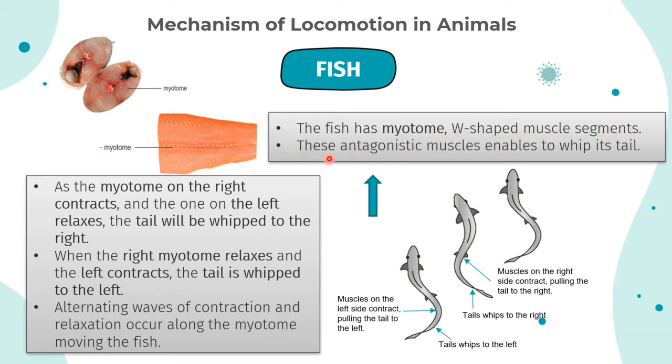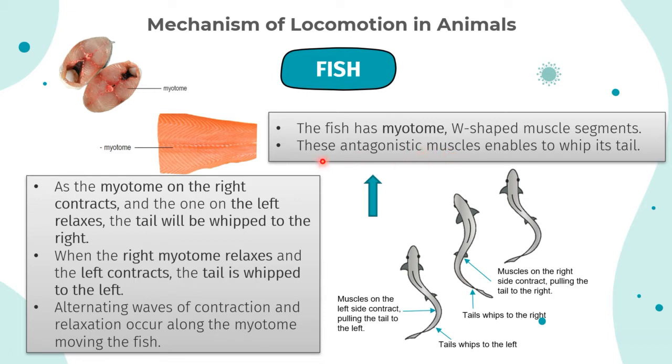These myotomes act as antagonistic muscles. Do you still remember what antagonistic muscles are? Antagonistic muscles refer to two muscles that act in opposite ways. When one muscle contracts, the other one will relax. So they act in the opposite direction.